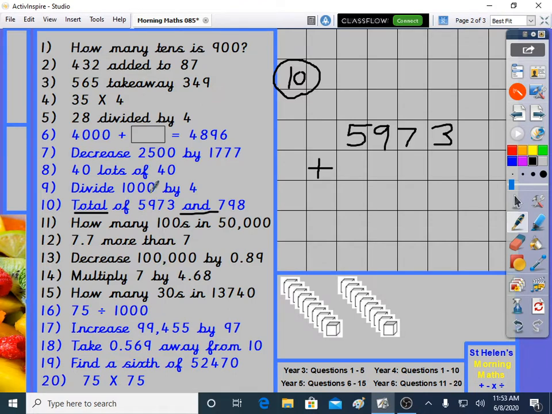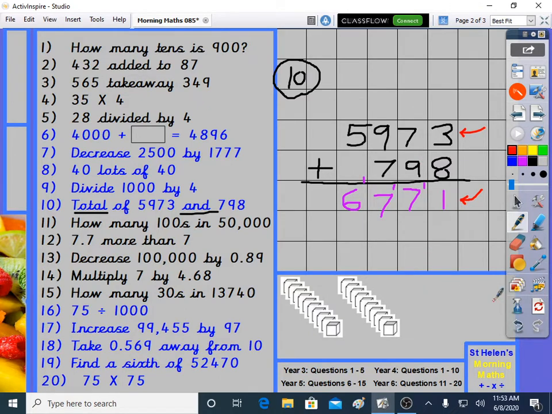So total of 5,973 and 798. You've got two words that mean plus there. Total and. Add them up in purple for no reason at all. And we'll see what we get. Seem to be getting 6,771. That's because plus makes things bigger. And this, when we got to the answer, got bigger and became this. Only got 1,000 or so bigger, didn't it? Because we didn't add more than 1,000.